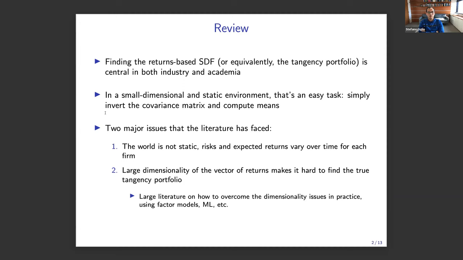So what the literature has been really thinking about were two main issues that are somewhat linked. One is that the world is not static, and so conditional means and conditional risks are changing over time. We need to figure out a way to track that.